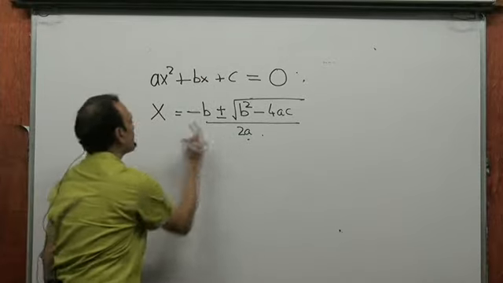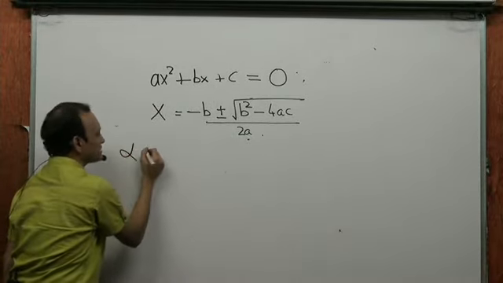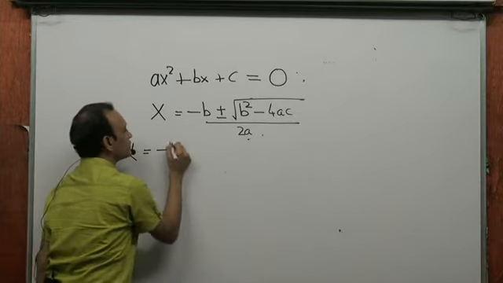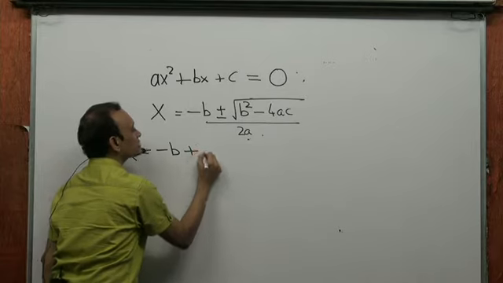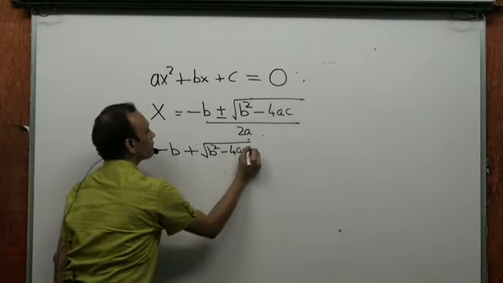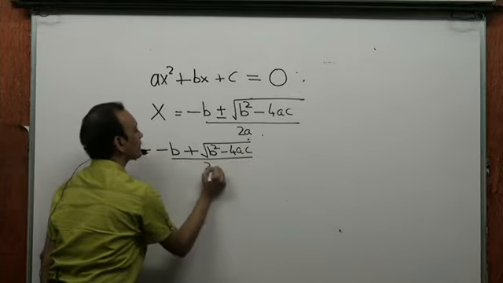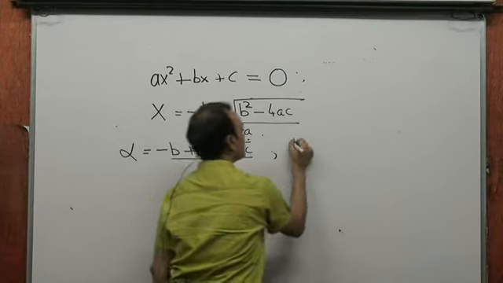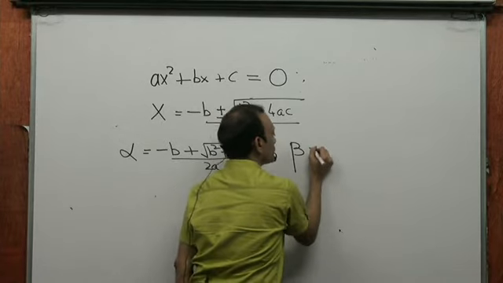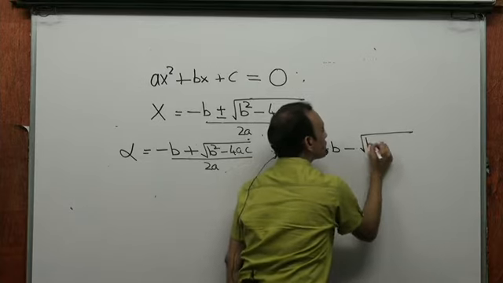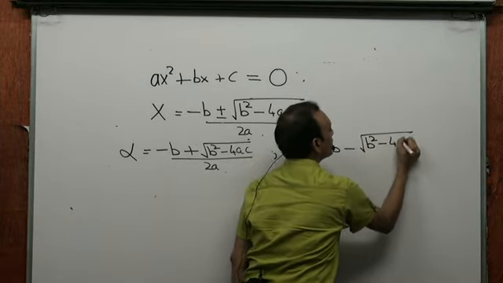If I took the plus sign, let me say I'll get one value of x. One value of x is alpha, let's say obtained by taking the plus sign, which is minus b plus root b squared minus 4ac by 2a. The other value of x can be obtained, let's say, by taking the minus sign. Call it beta, which is minus b minus root b squared minus 4ac by 2a.